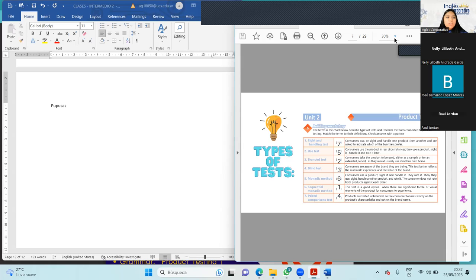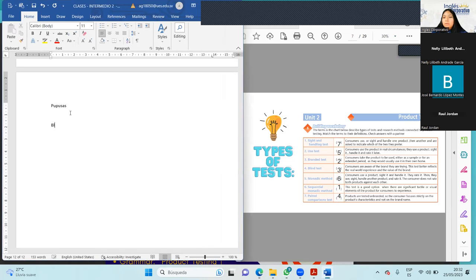For pupusas, which type of test would you implement? Taste. Okay. Why? Because you need to taste the flavor to see if you are cooking well or using the correct ingredients, in case you are inventing a new flavor. And maybe for the types of tests that we can find in the book, I think a blind test is a good way to do it because you don't see the pupusa, you only taste it. Perfect. Very good. Then you continue with the other two.